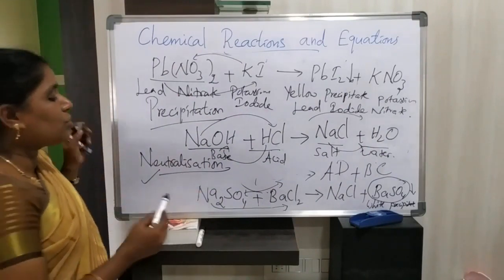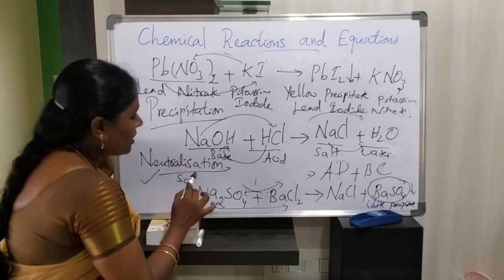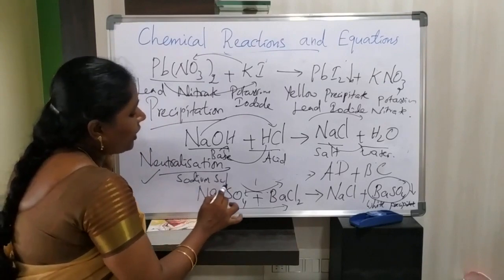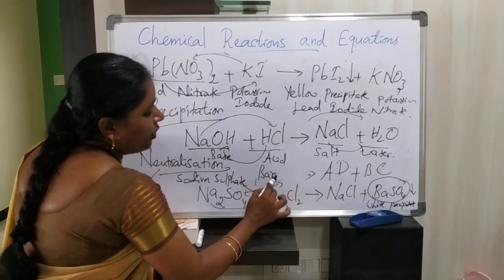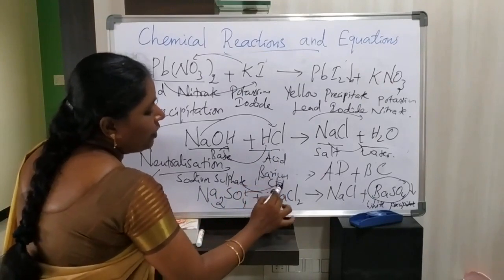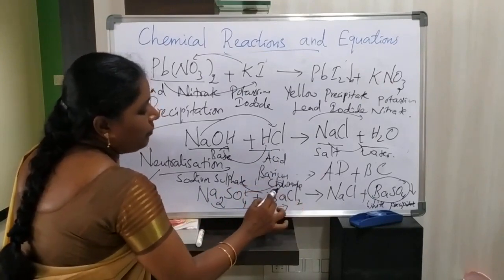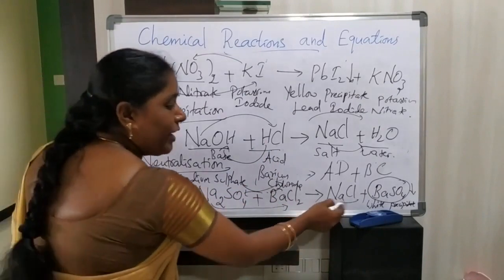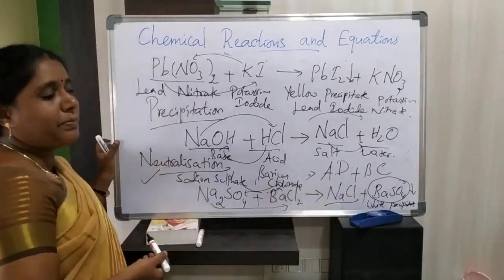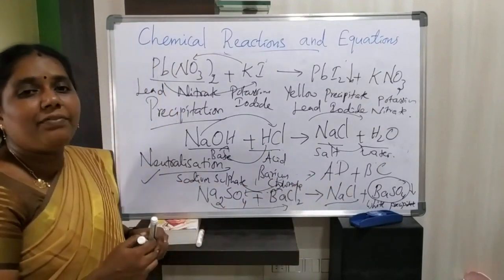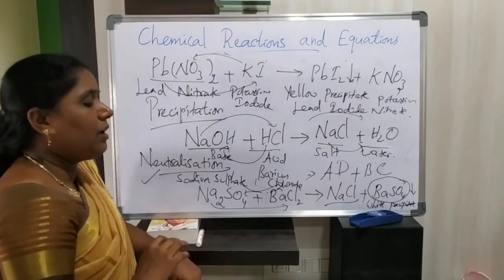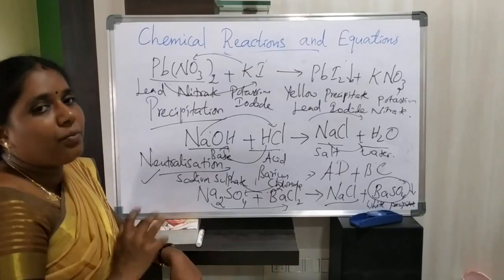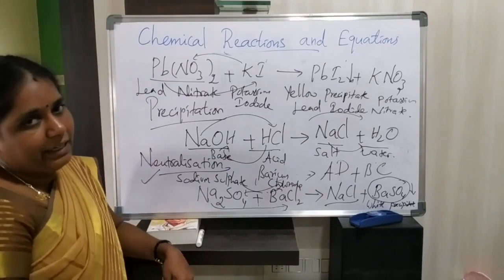So this is also one of the examples of double decomposition reaction. Here this is sodium sulfate. It combines with barium chloride to form sodium chloride and barium sulfate. This barium sulfate is a white precipitate. So this is also one of the double decomposition or double displacement reactions.